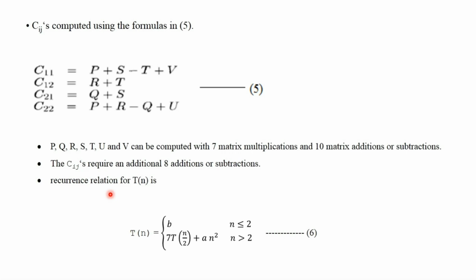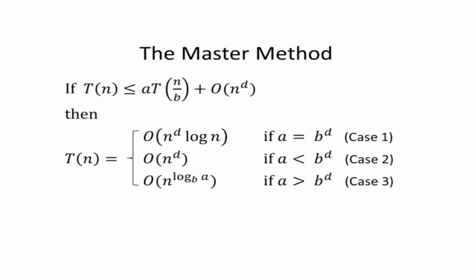So the recurrence relation for finding out the product matrix C, T of n is equal to B for n equal to 1 or 2, and 7 times T of n by 2 plus A of n squared, A is a constant, for n greater than 2. According to the master theorem, if T of n is equal to A times T of n by B plus order of O of n power D, so A, B and D are some constant values, we can define the 3 cases.